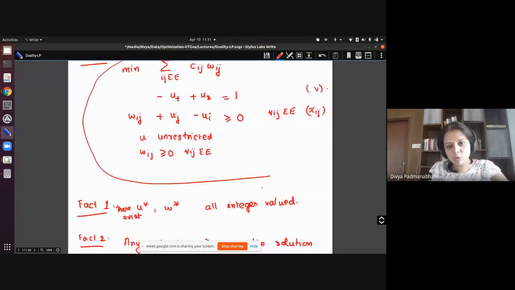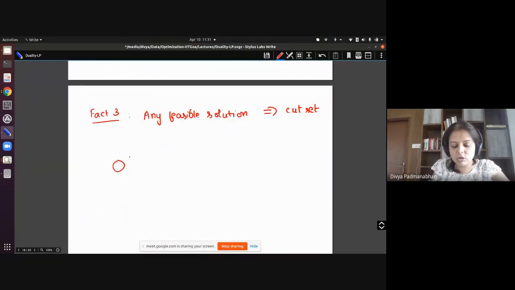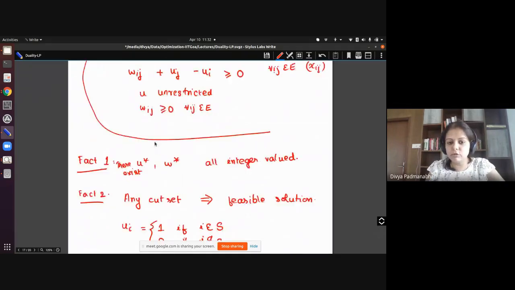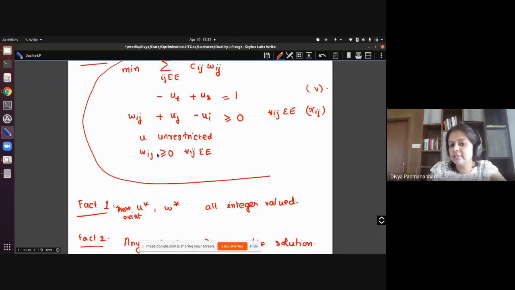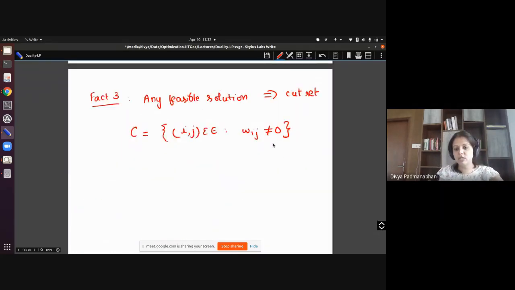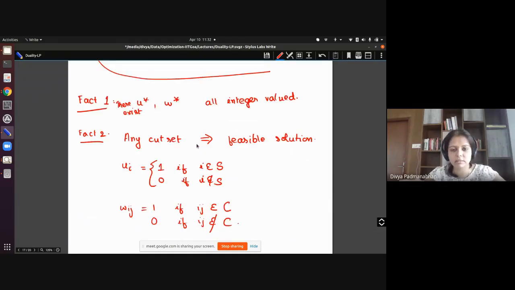The reason is that, suppose it doesn't. The way I'm saying that it corresponds to a cut set is, I will say my C is going to be the set of all ij such that Wij is not equal to 0. If you take any feasible solution, the Wij's will be greater than or equal to 0. I'm just going to take the values of Wij which are not 0, and call that my cut set. Once you have this cut set, you immediately have this set S. It splits the two.